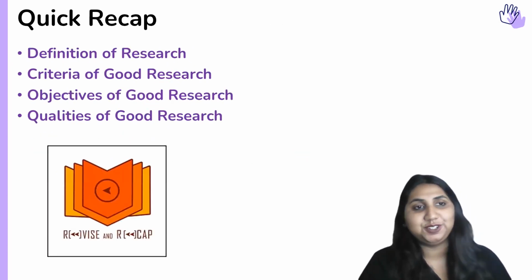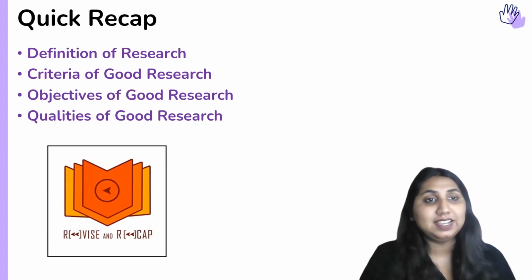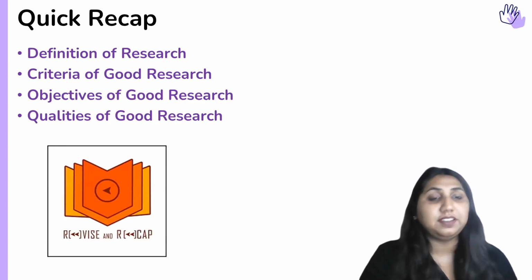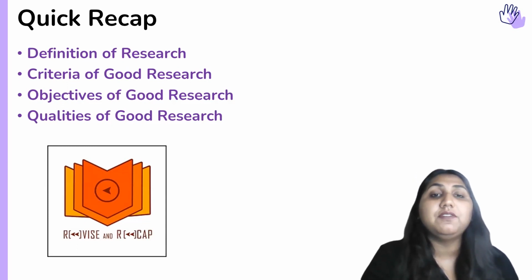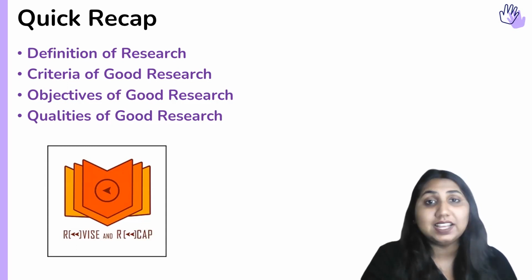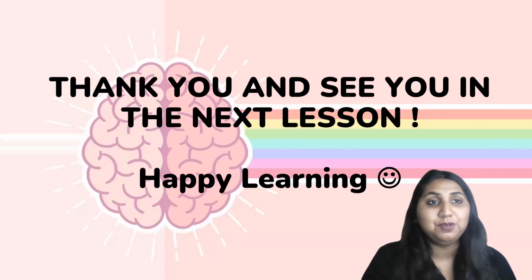That'll be all for today's session. I hope it was all clear to you. You have all understood the definition of research, how we define research, and who the two principal people in defining research are. Then we have also understood the various criteria of good research, what comes under good research, and we have also understood the objectives as well as qualities of good research. With this, I end today's session, and I hope it was insightful for you all, and I hope it was not a lot to take in.